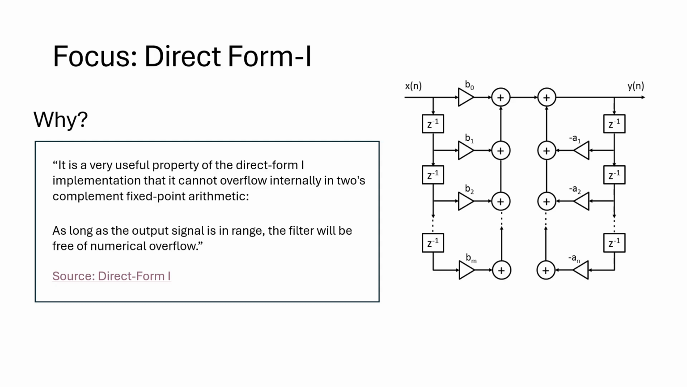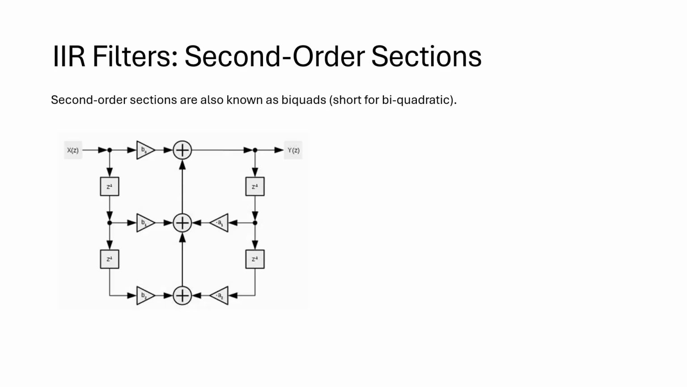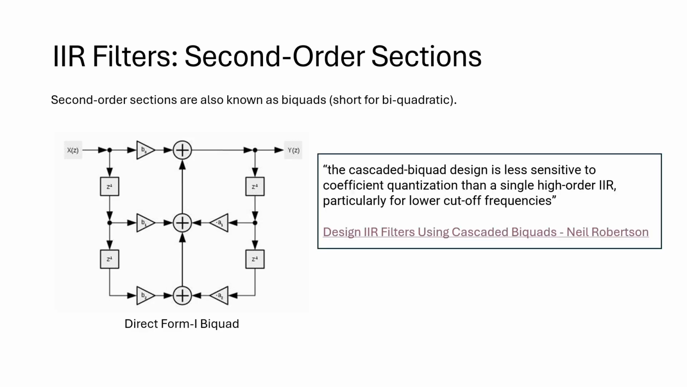It's not ideal for a lot of things, but because of this, it's just a little bit easier. So I'm also going to be working with second order sections. If you haven't heard that term before, second order sections are also known as biquads. This is short for biquadratic. I will go over what this means in the next slide, but basically, it's a second order filter. So you can see here, this is our direct form 1 filter, and it's a second order filter.